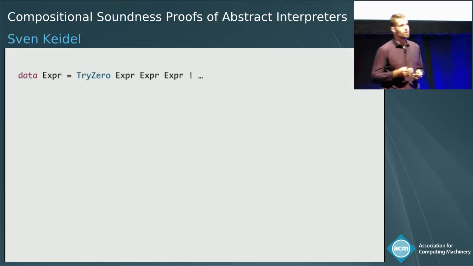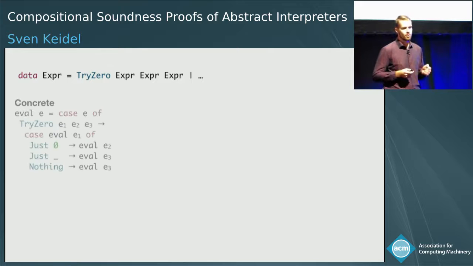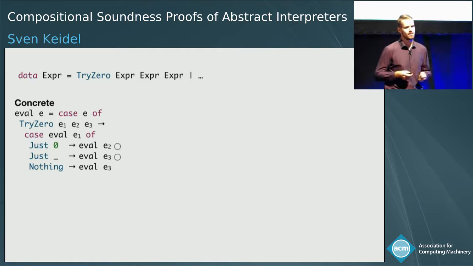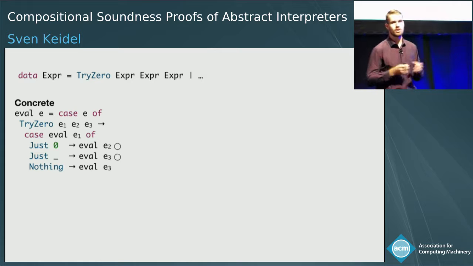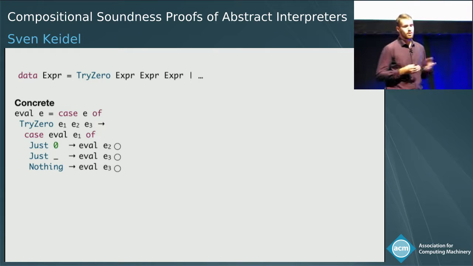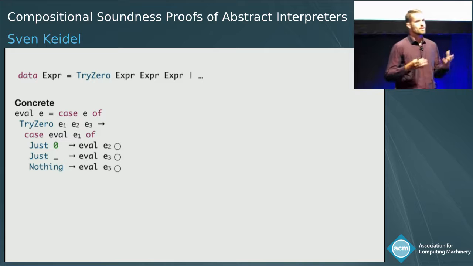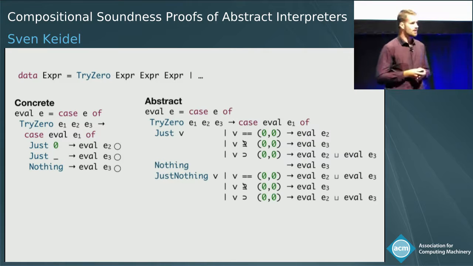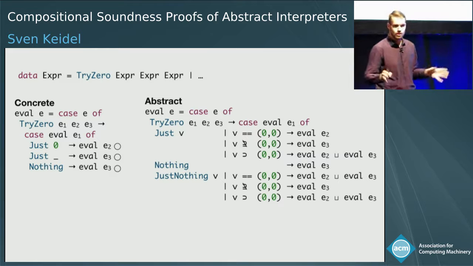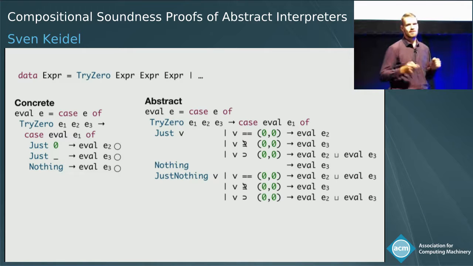This variation is called try0, and try0, in addition to checking that the condition evaluates to 0, also checks if the condition fails to evaluate. And in case the condition failed to evaluate, we also evaluate e3. So let's now look at the abstract semantics for try0. And we get code that looks like this. I don't expect that you read all of this code, just observe that it has to distinguish 7 cases.